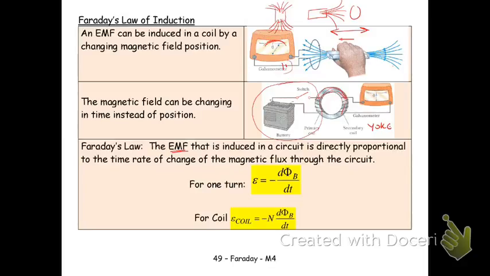Supposing I had more than one turn. Supposing I had a coil rather than a loop. It does multiply. So if I have 10 turns, I get 10 times the effect. If I have 20 turns, I get 20 times the effect, because each turn is affected by a certain amount. So if I have more turns, I get more effect.